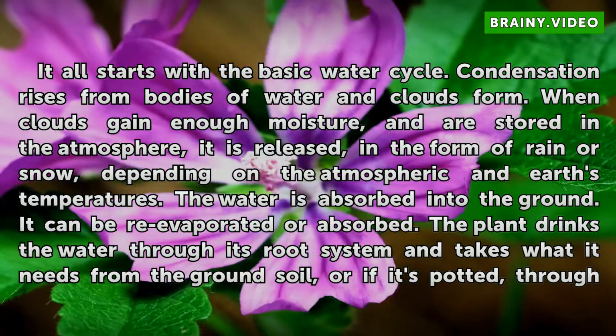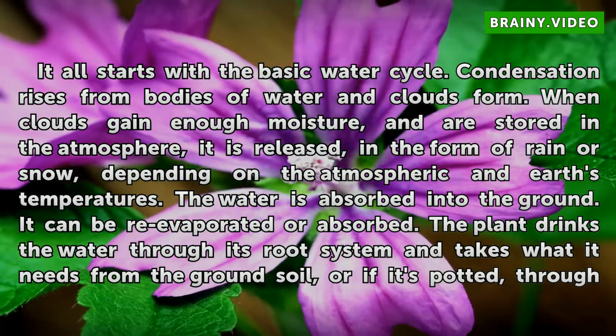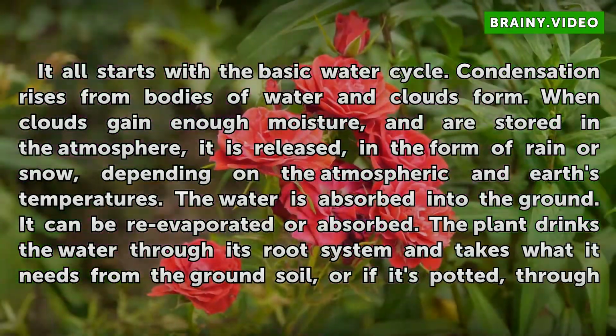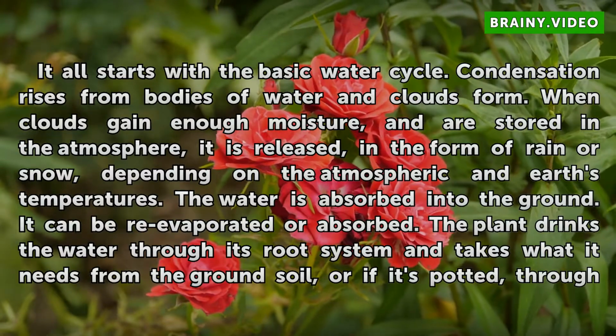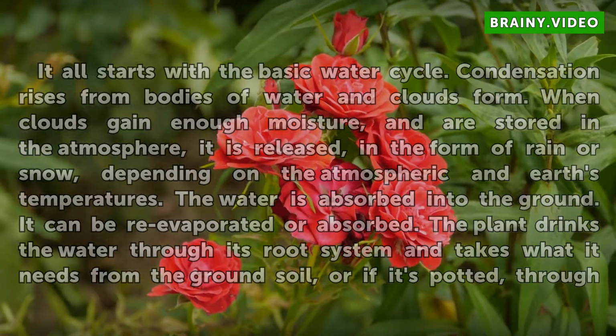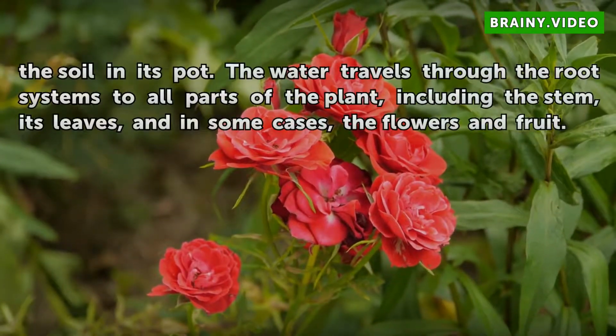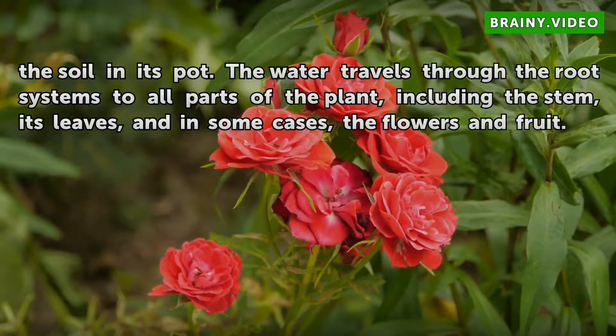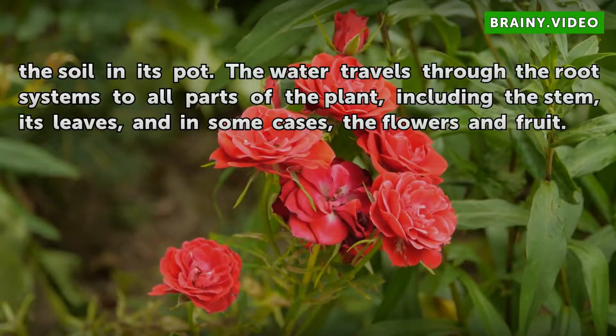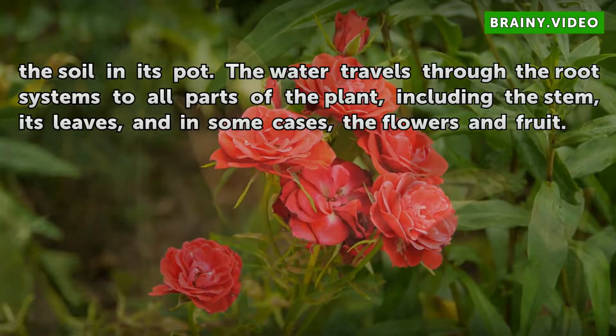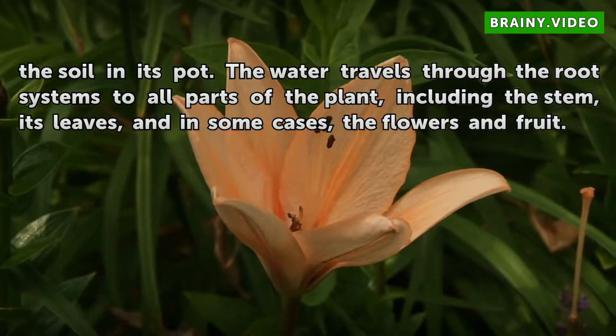The water is absorbed into the ground. It can be re-evaporated or absorbed. The plant drinks the water through its root system and takes what it needs from the ground soil, or if it's potted, through the soil in its pot. The water travels through the root systems to all parts of the plant, including the stem, its leaves, and in some cases, the flowers and fruit.